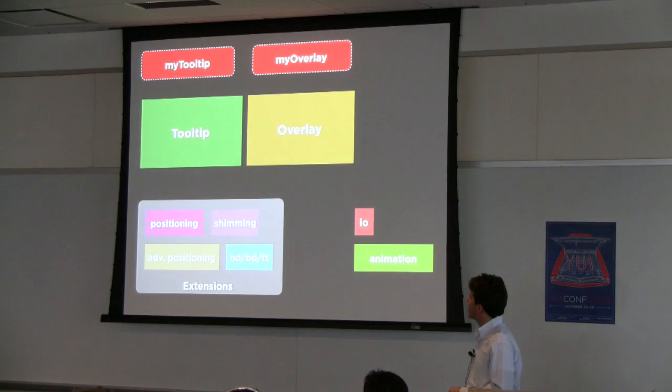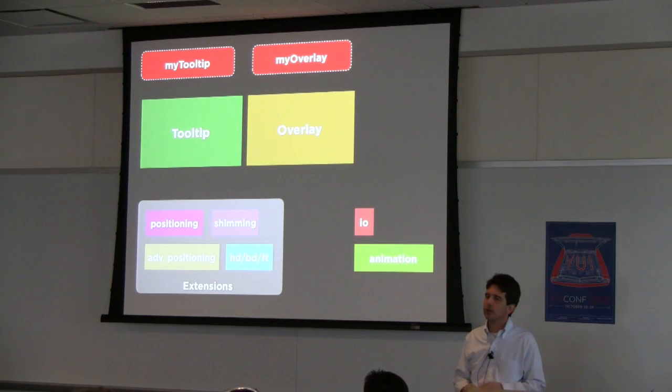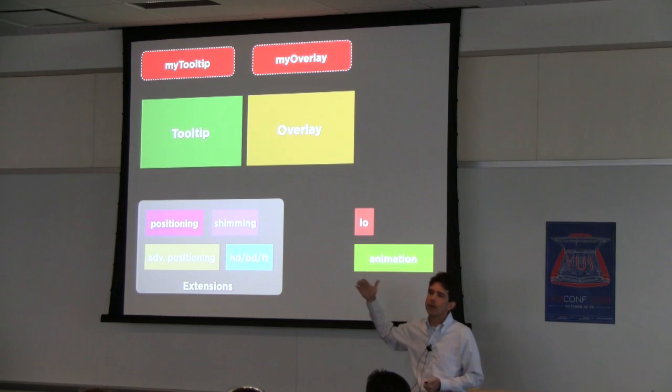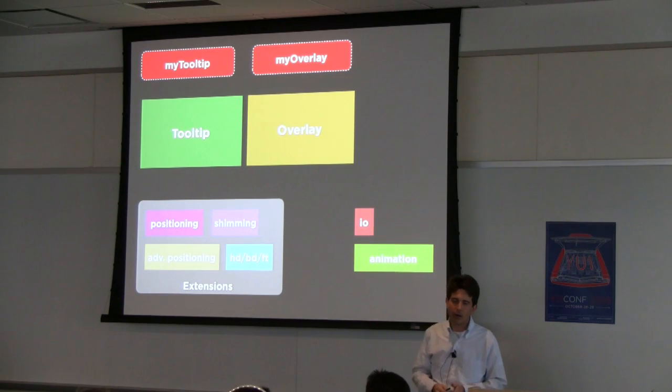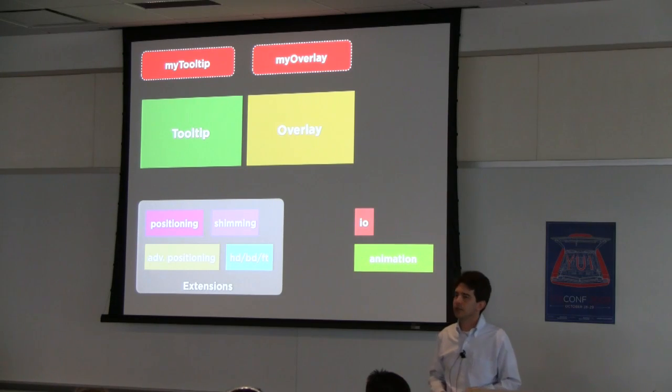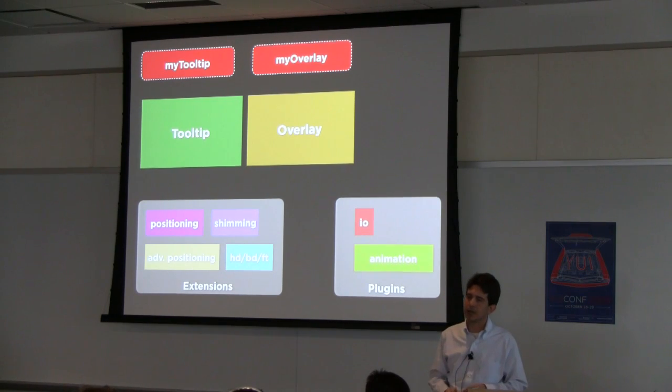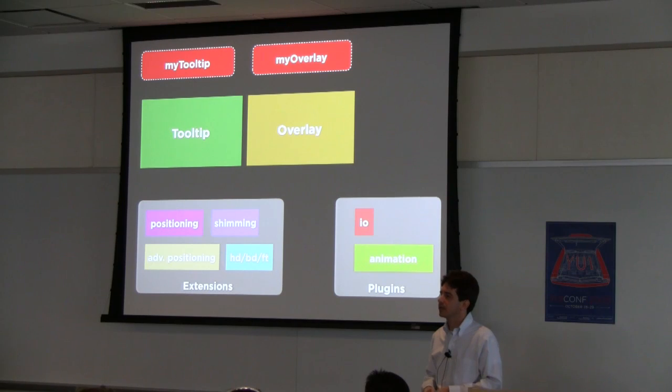All of these pieces of functionality now are broken out into reusable modules of code. And where we have reusable modules of code that we think should be used to augment a class like tooltip or overlay, we call those extensions. And where those reusable modules of code should be augmenting a specific instance on the page, we call them plugins. And the architecture for creating these is fully exposed to you. We think this is a great pattern for you to use in writing your own code.